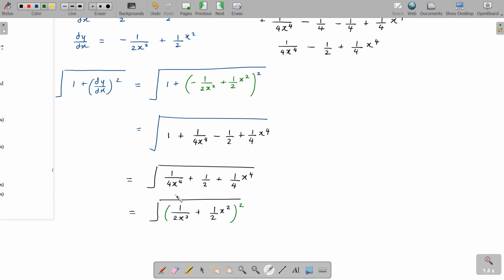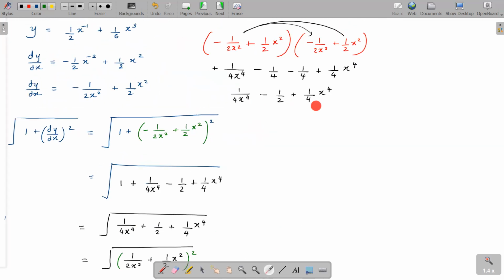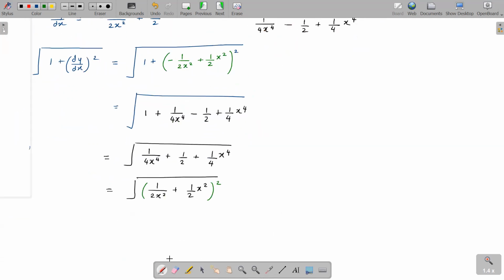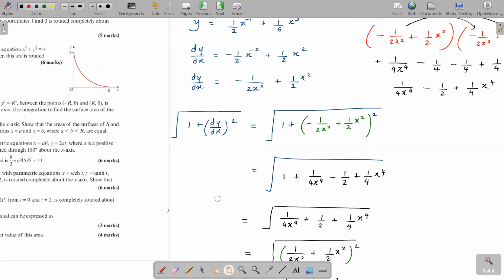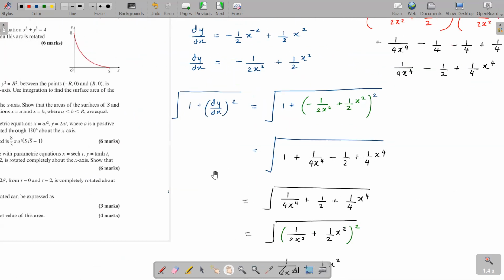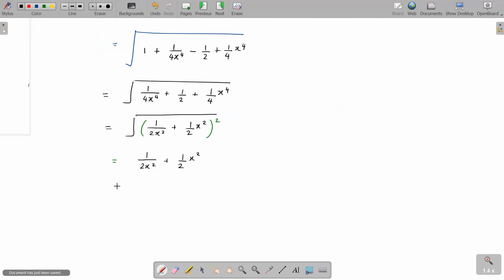So if I open this bracket, I should end up getting this, because of the previous bracket that I opened. The square and the square root will cancel, and I end up getting 1 over 2x square plus 1 over 2x plus half x square. We've taken the half out, then we get 1 over x square plus x square. So this is our show that for part A.